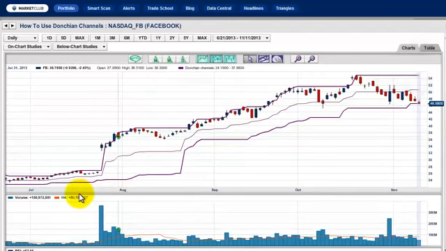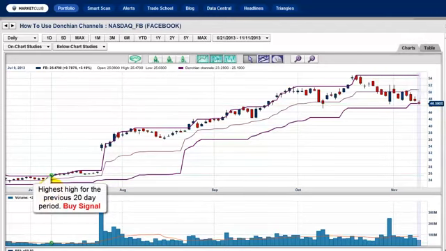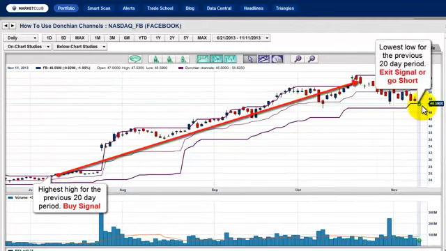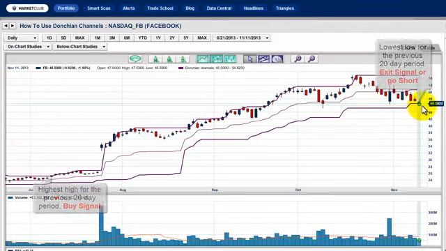So again, when prices touch the top of the channel, that tells you things are going up, and when they touch the bottom of the channel, it tells you that the trend is going down. So that's how it works in a bull market. Now let's take a look at how it works in a bear market.